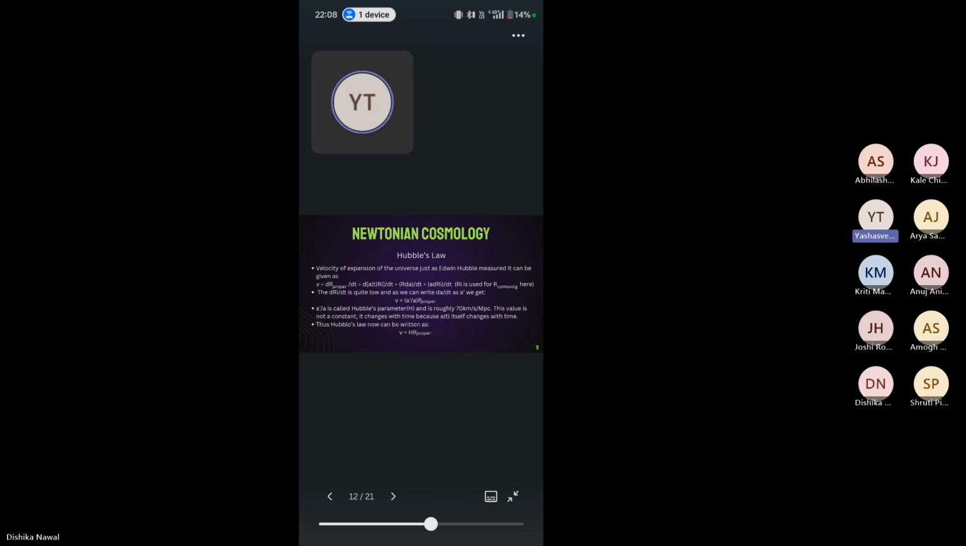The dr_c by dt term is quite low, and so we can write da by dt as a dash, and we get the following: v is equal to a dash by a multiplied by r_proper. We have ignored the dr_c by dt term as it is quite low.